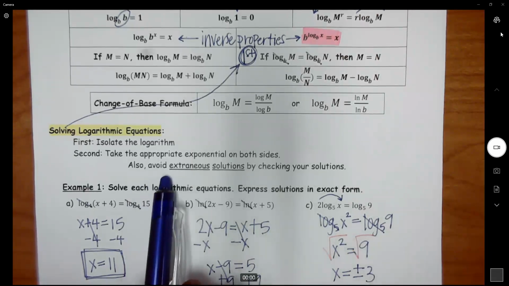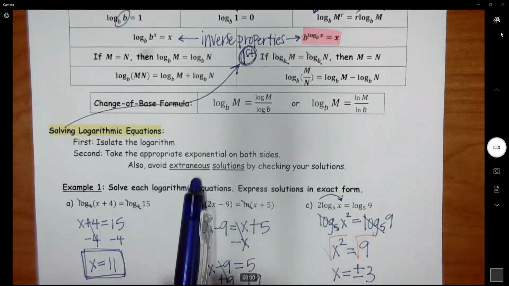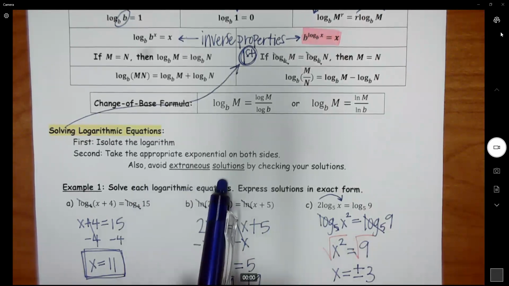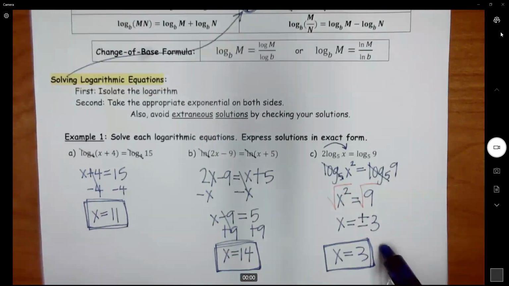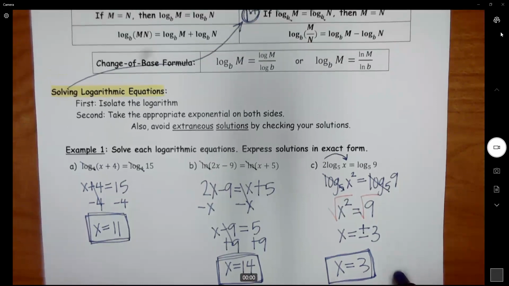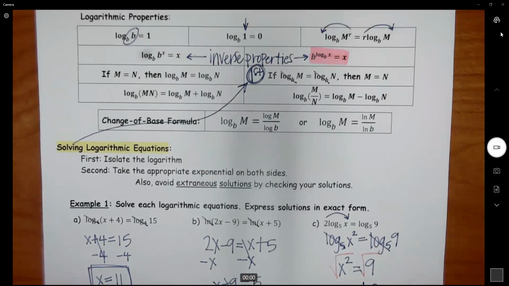And it says also avoid extraneous solutions. Also avoid extraneous solutions by checking your solution, which we did in this example here. And we will continue doing that as we work through these.